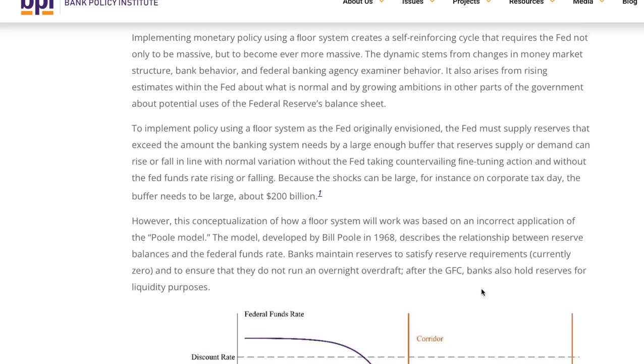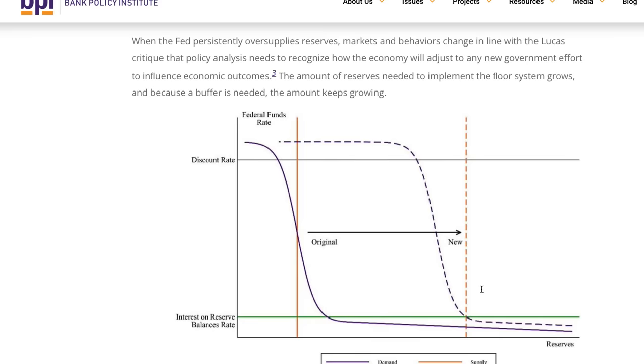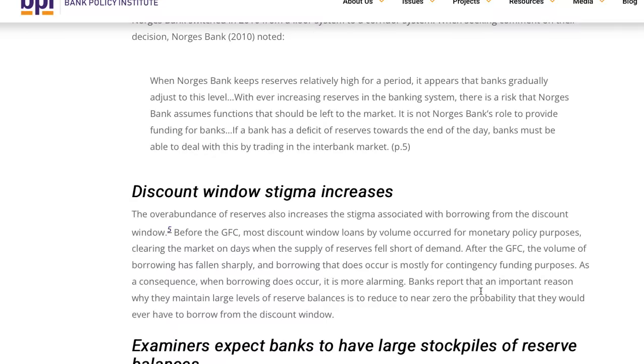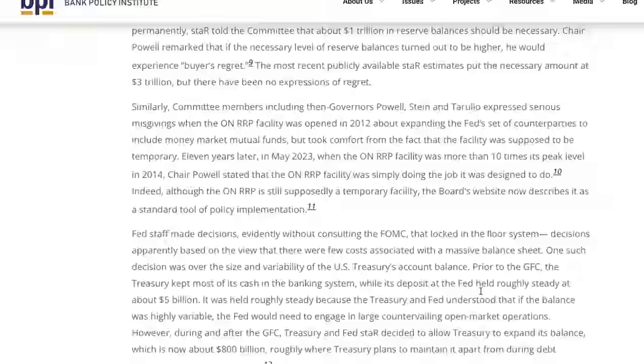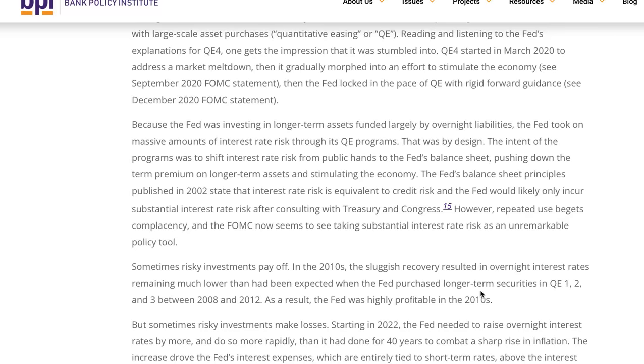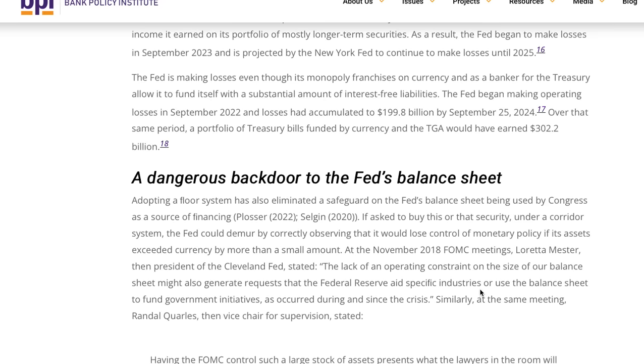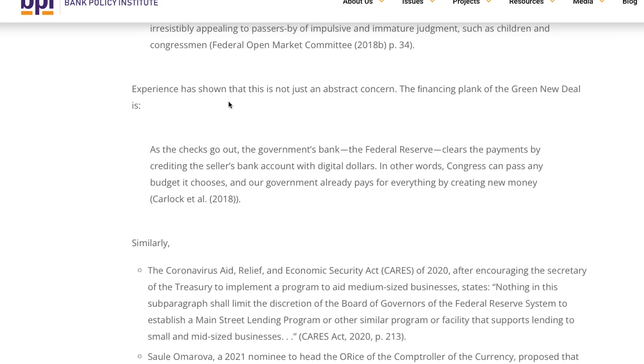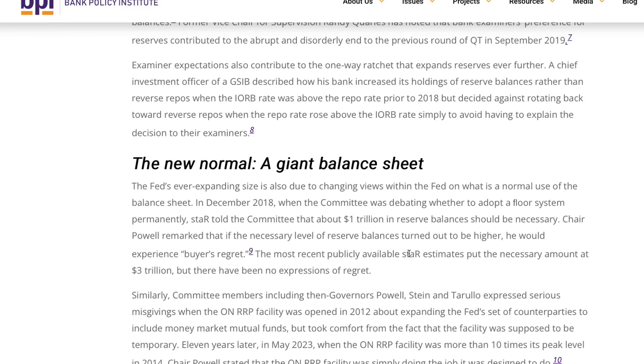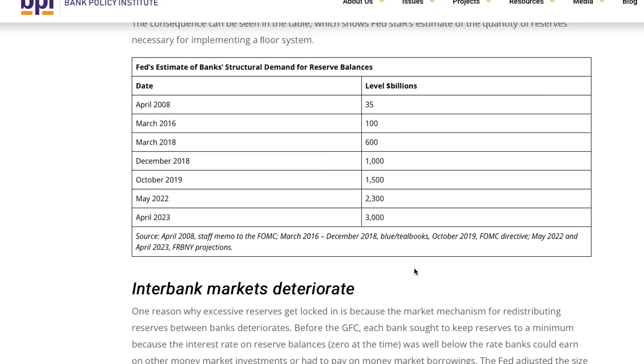So this paper is really interesting if you're interested in going really in depth in some of these concepts. Things have changed since the GFC, and like I'd mentioned, the IORB is used differently now than it used to be. This paper goes through some of those historical changes and gets really nitty gritty.